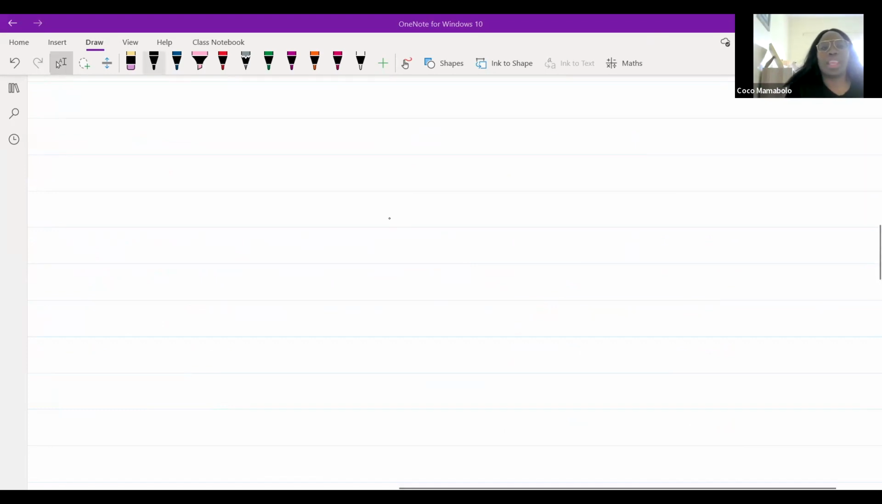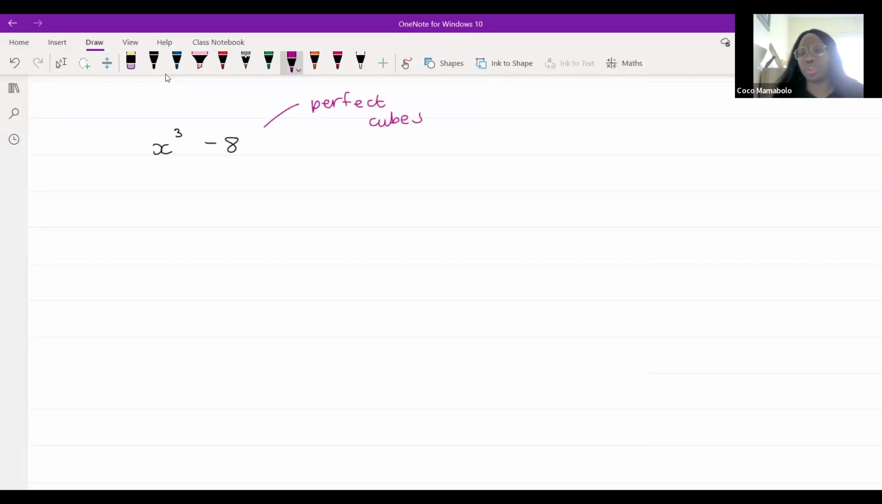So if I gave you guys x cubed minus 8, I know that both of these numbers are perfect cubes. Why can I say that both of these numbers are perfect cubes? Who can tell me? Or just cubes, rather. Why can I say, we know why x cubed is a perfect cube. Yes, Sia. But why can we say that 8 is a perfect cube?